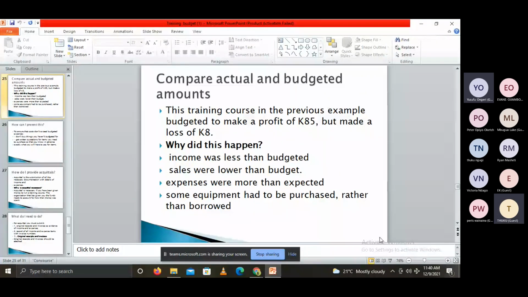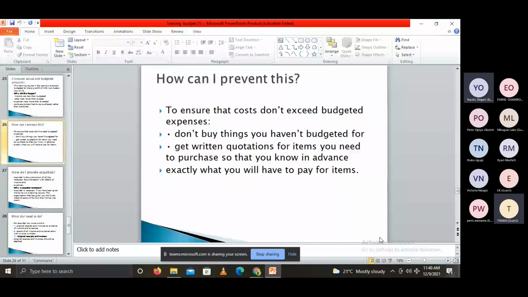That is why you need to ultimately analyze your budget so that you are able to see: this is what we had budgeted, this is what we incurred, and what is the difference?